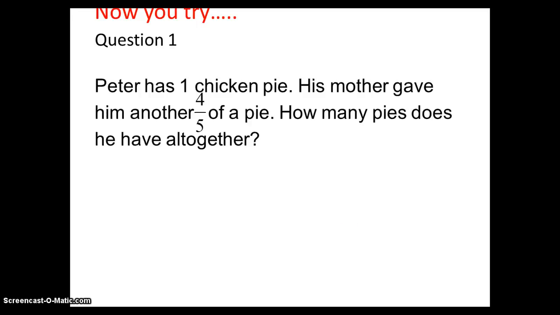Now it's your turn to try. Question 1. Peter has one chicken pie. His mother gave him another 4/5 of a pie. How many pies does he have altogether? Okay, I'm going to give you some time to think about this question. You can pause the video and work out this question on your own. We will be discussing this later on.